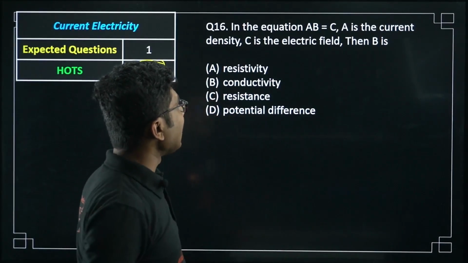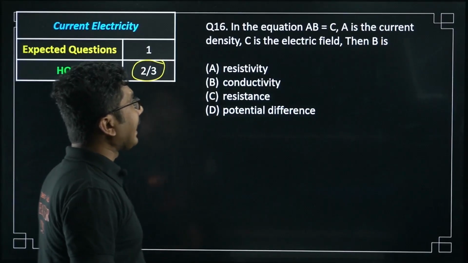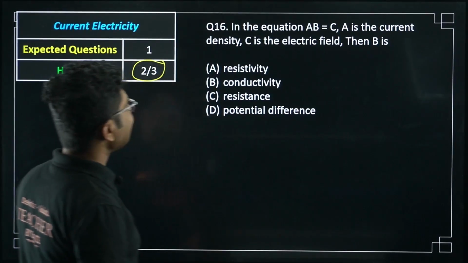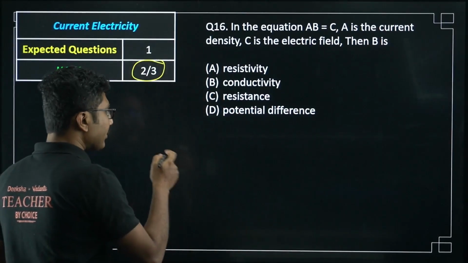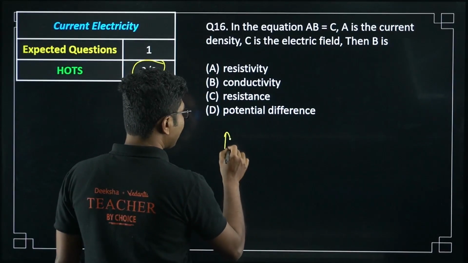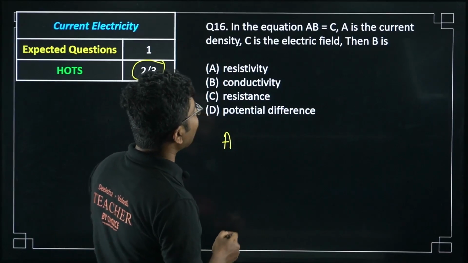In the equation A B equals C, A is the current density, C is the electric field, then B is what? This is a very common question, even though students often make mistakes. A is current density, J.